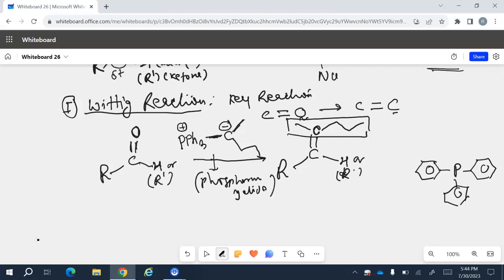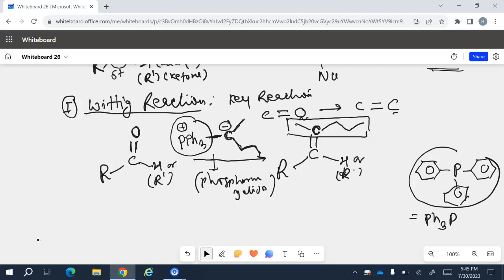Again, the key part to understand here is triphenyl phosphine, which is written as PPh3 or Ph3P. Triphenyl phosphine is attached to the carbon that possesses two groups, whatever groups we want to incorporate in our alkene product, those are the two groups that you need to attach here, and this carbon will be negative because it has only 3 bonds.